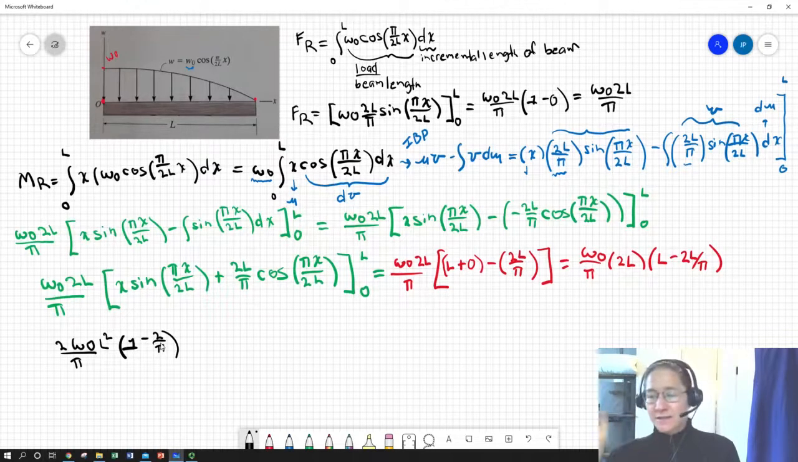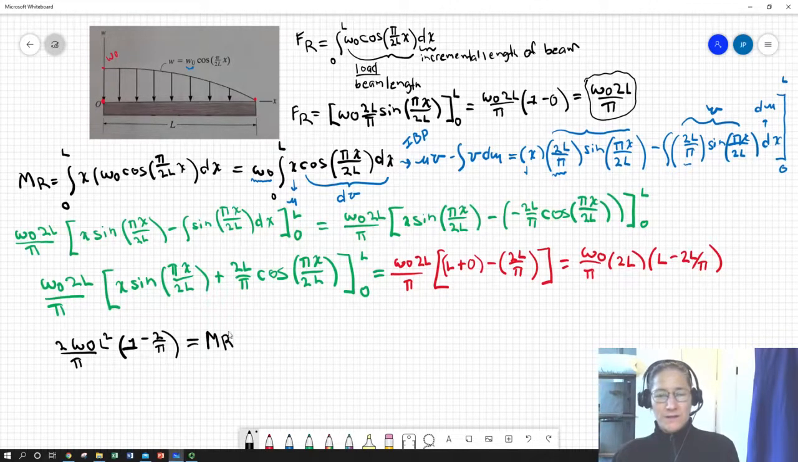So pi is 3 and a bit. So you've got something like 1 minus 2/3. This is going to be a positive number. So we've got a pretty good idea that this is a good expression for the resultant moment about O.